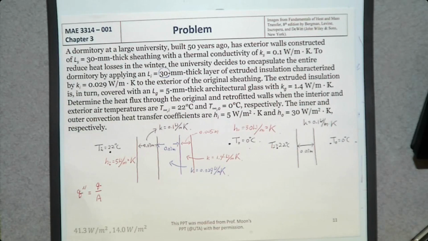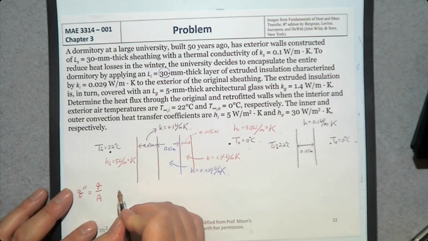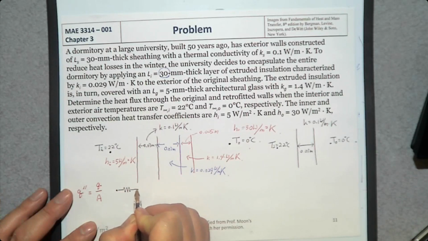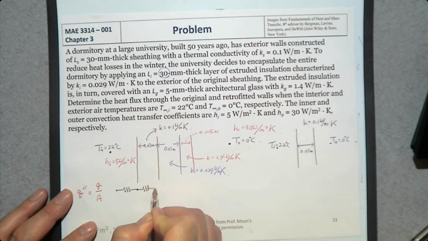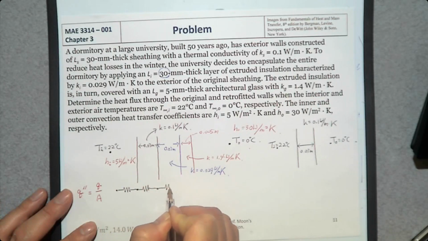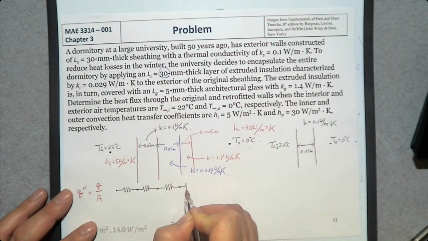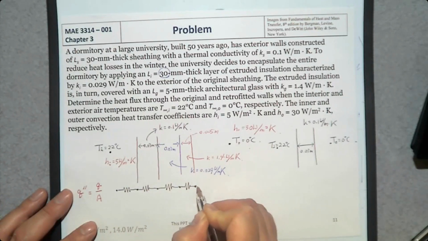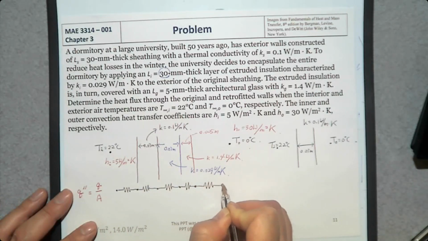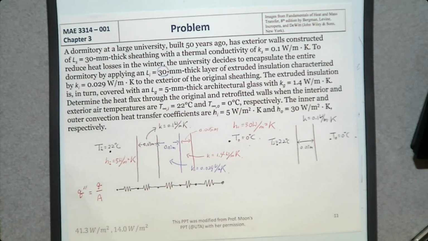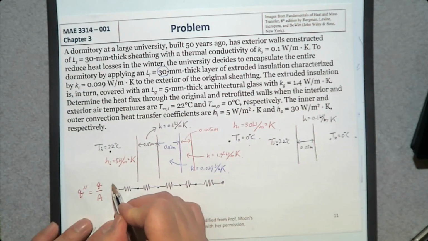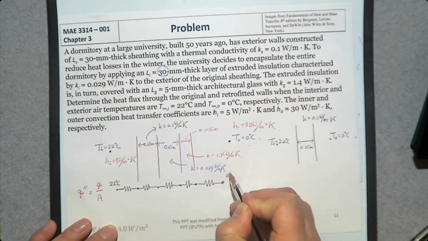Okay, so let's solve this problem. How many resistances? We had one for the convection, one through the wall, one through the insulation, and one through the glass, and finally convection outside. So there are 1, 2, 3, 4, 5 resistances. The temperatures are going to be 22 degrees Celsius and 0 degrees Celsius.